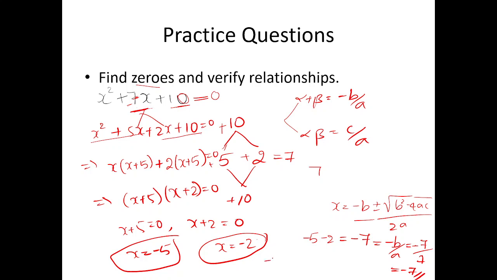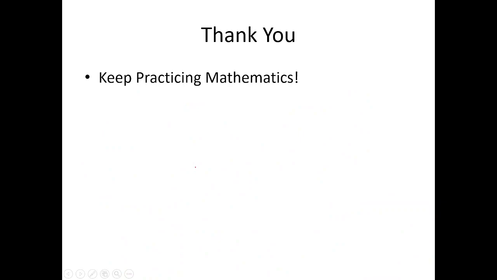Again, the product of zeros is minus 5 into minus 2, which is equal to plus 10. So the formula for this is c by a. C is what here? Plus 10. A is again 1, which is equal to 10. Understood? So 10 and minus 7 are the product and the sum of the zeros of the given polynomial, right? This is a verification. Yes, students, this is about today's class.